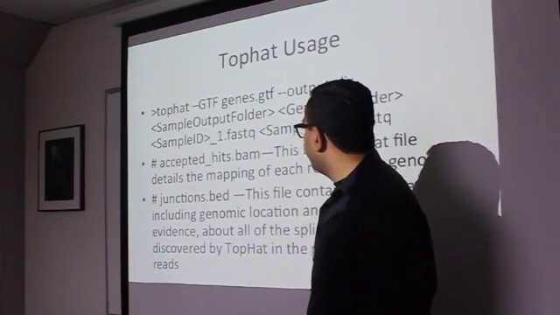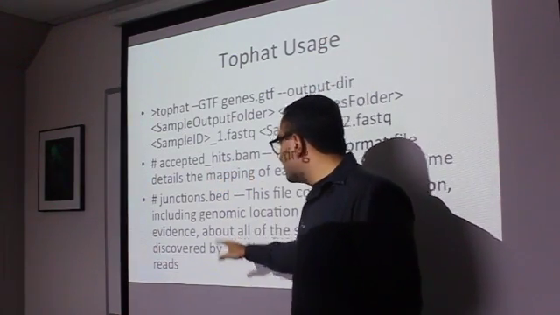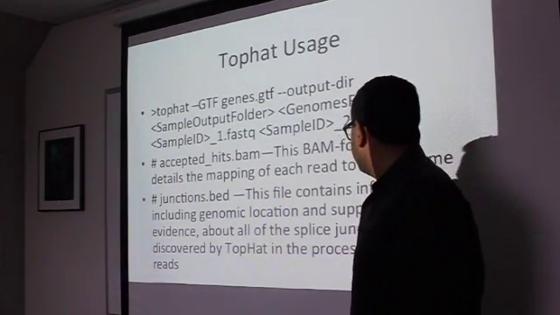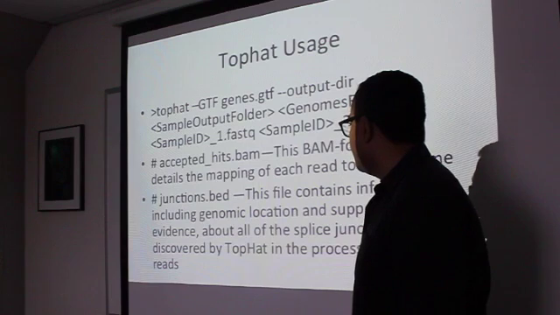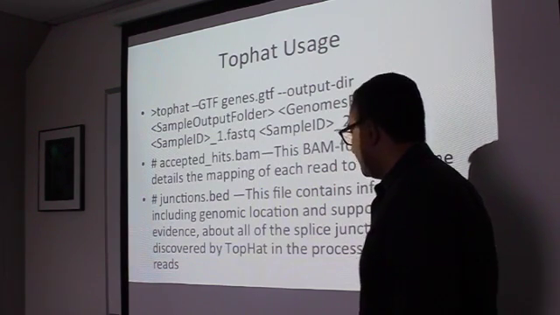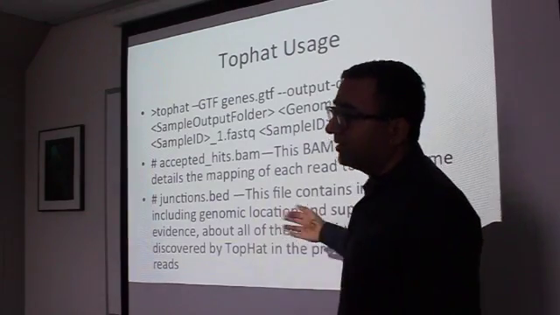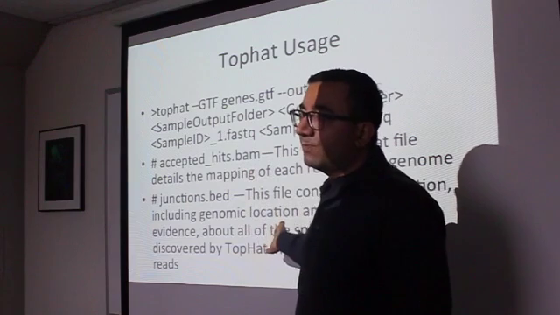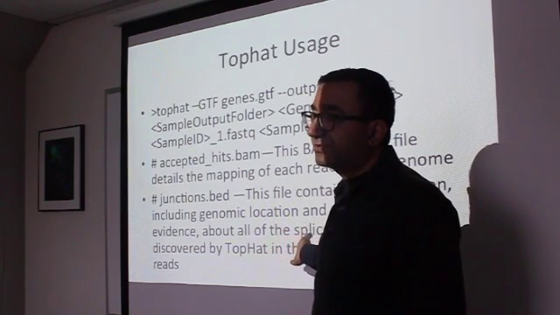The next output is the junctions.bed, which contains information including genomic location and supporting evidence about all of the splice junctions discovered by Tophat in the process of aligning the reads. Now you may not use this file, though it might be your primary objective to find out all the splice junctions.